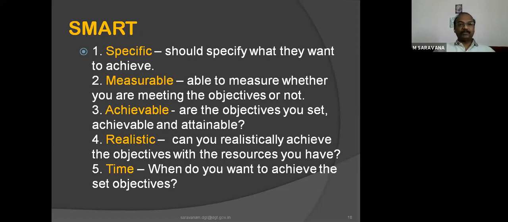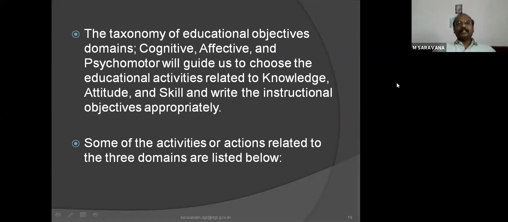It should be specific, measurable, achievable, realistic, and time bound. So by considering all these aspects, I have some examples for a few traits that we will see now. And one more interesting topic which we discussed a few days before is the taxonomy of educational objectives. It was introduced by Benjamin Bloom and his team in the year 1956, and we have discussed it in detail.